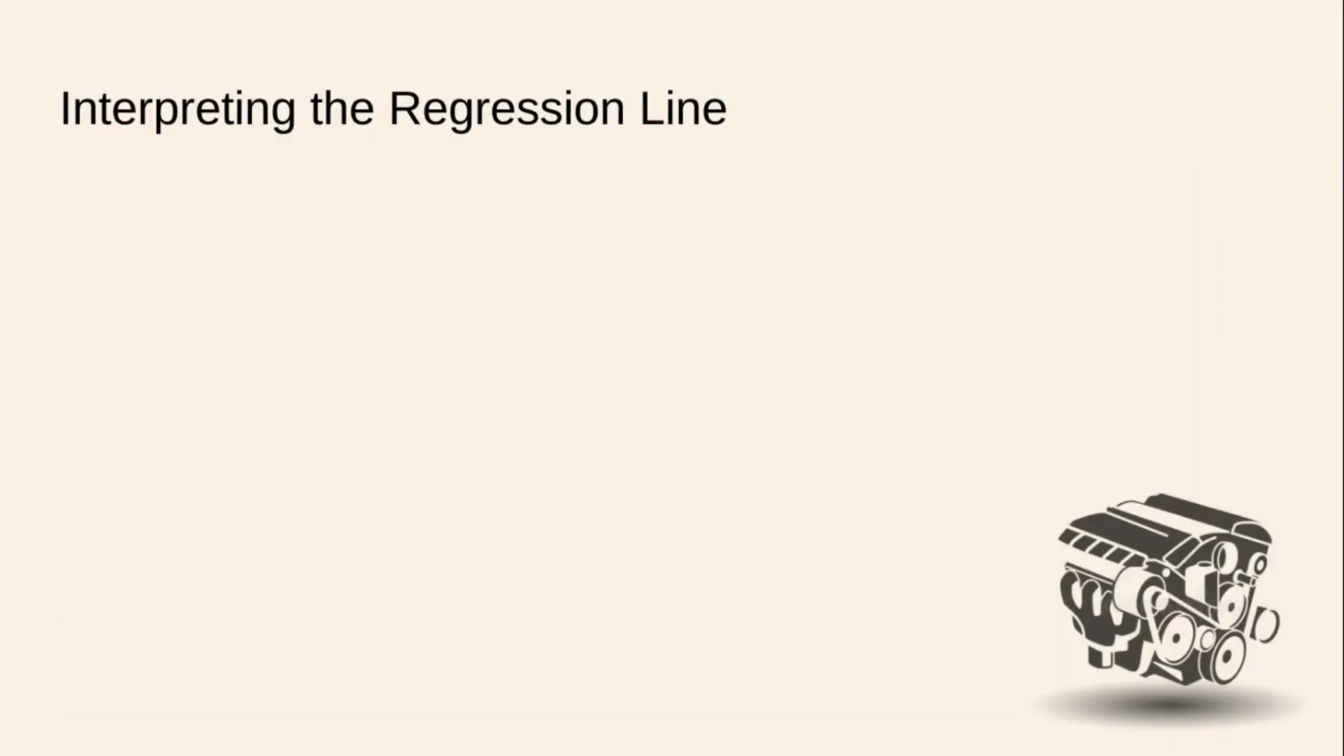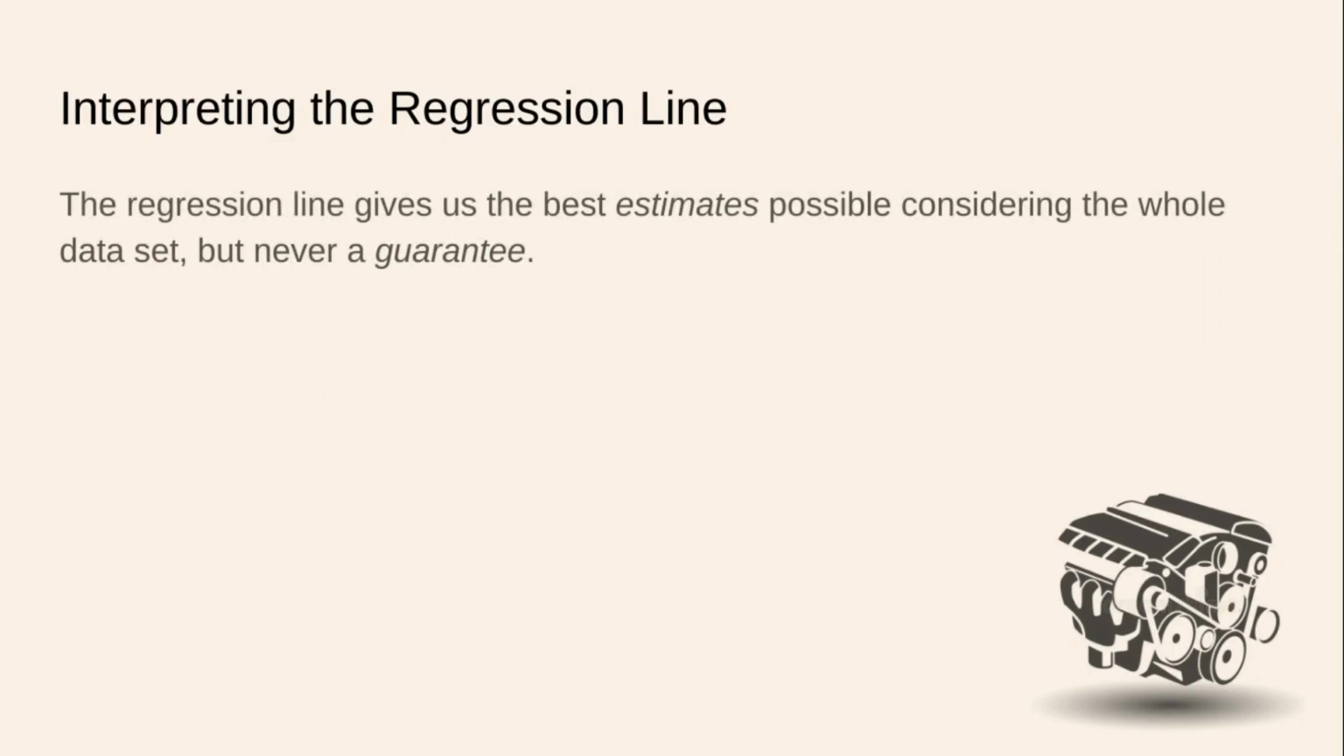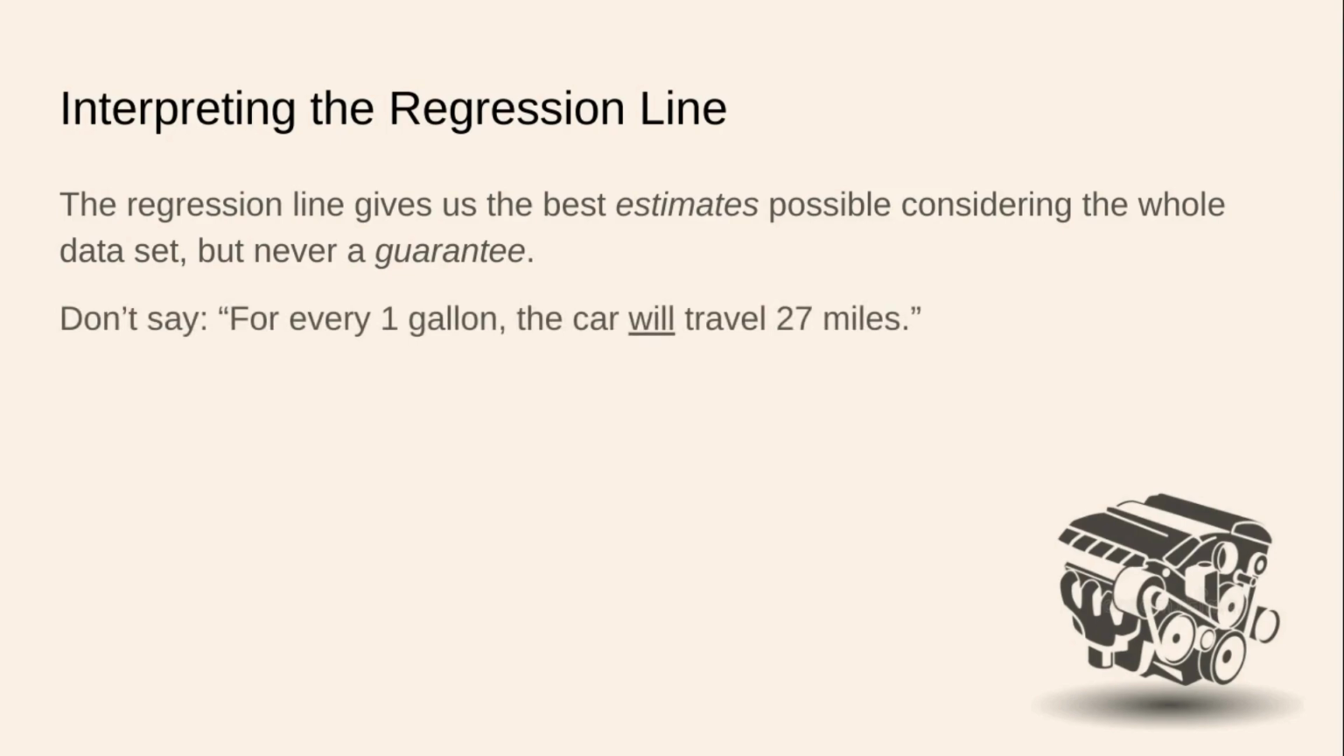So now that we've found a regression line, we need to make sure we're understanding how to interpret this regression line properly. The regression line gives us the best estimates possible, considering the whole data set, but never a guarantee. We are estimating Y values. We're predicting Y values given X value inputs. We are never guaranteeing anything to happen. So we should not say, for example, for every 1 gallon, a car will travel 27 miles. If our input is 1 gallon and the regression line spits out you're going to go 27 miles, that should not be interpreted as an absolutely your car is going to go 27 miles because the regression line says it will.